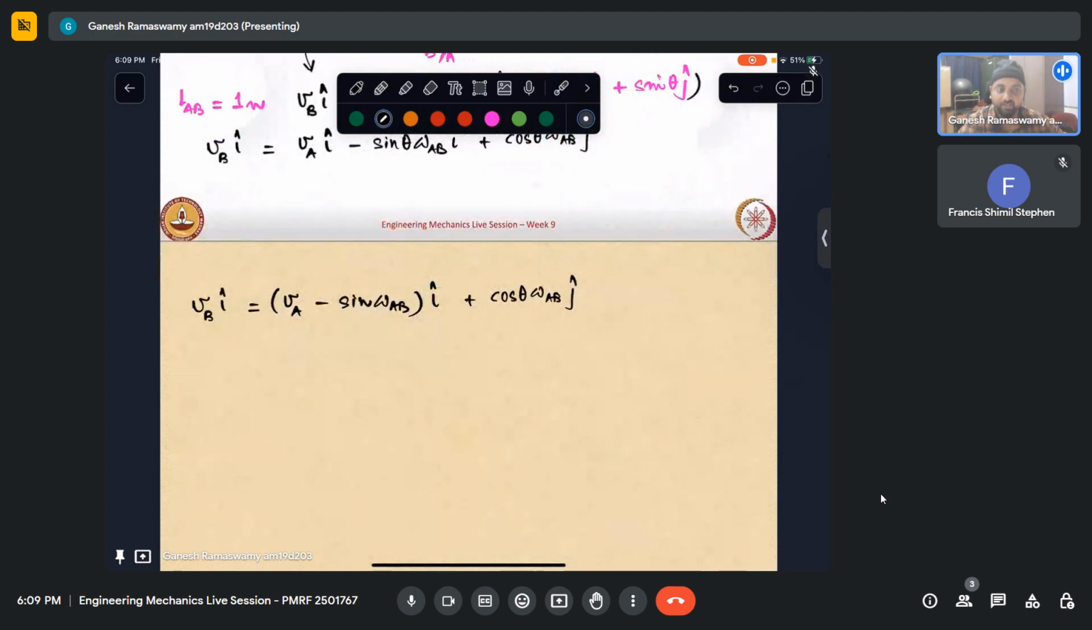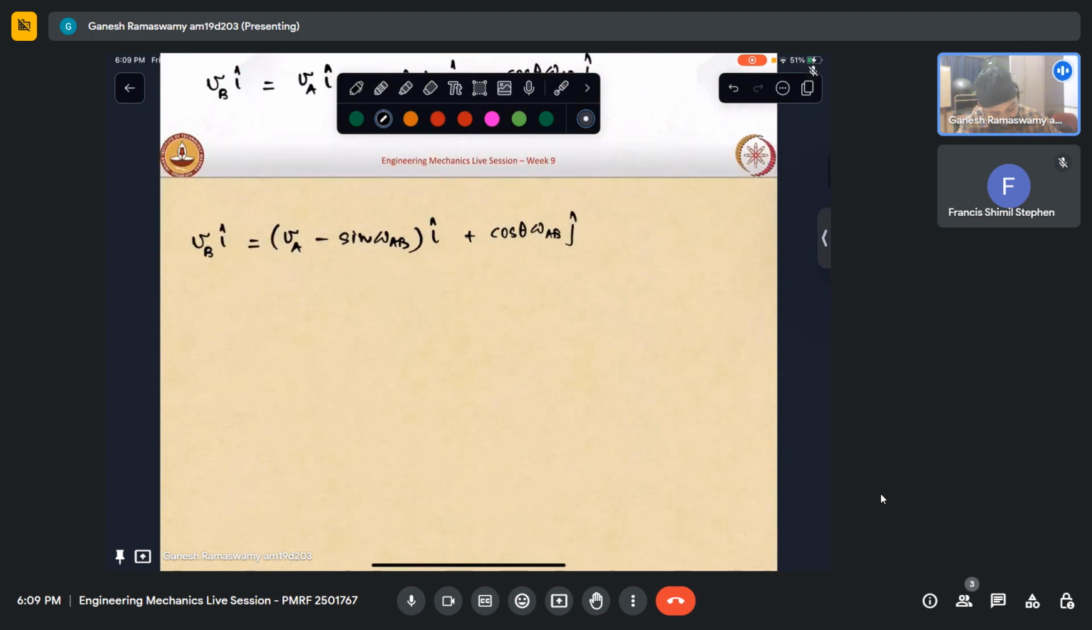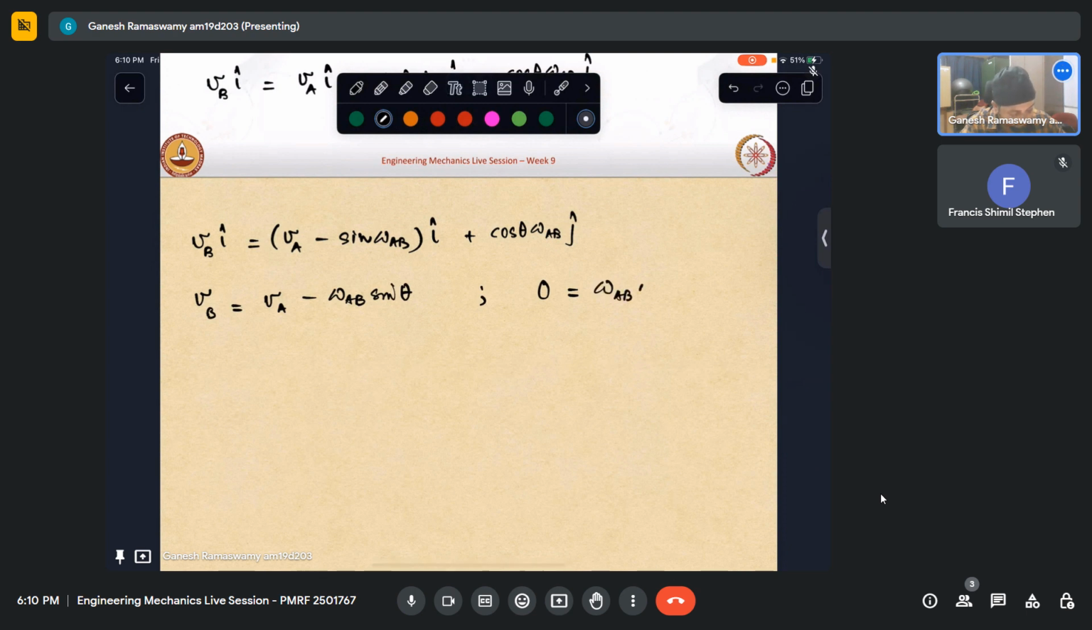If we have to separate out I and j components, this implies that VB is nothing but VA minus omega AB sin theta. And the other equation we get is 0 is equal to omega AB cos theta, because there is no j component on the left hand side. So we have only 0.